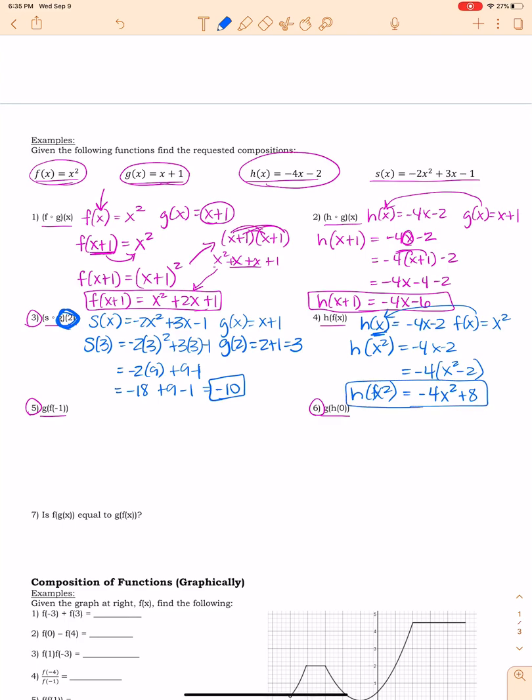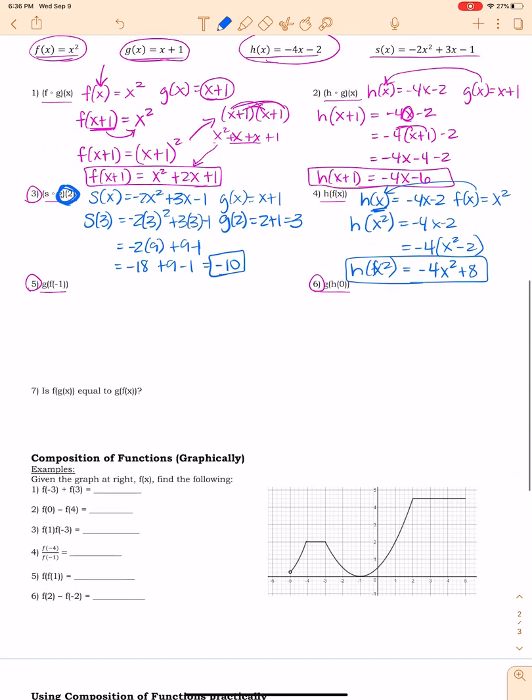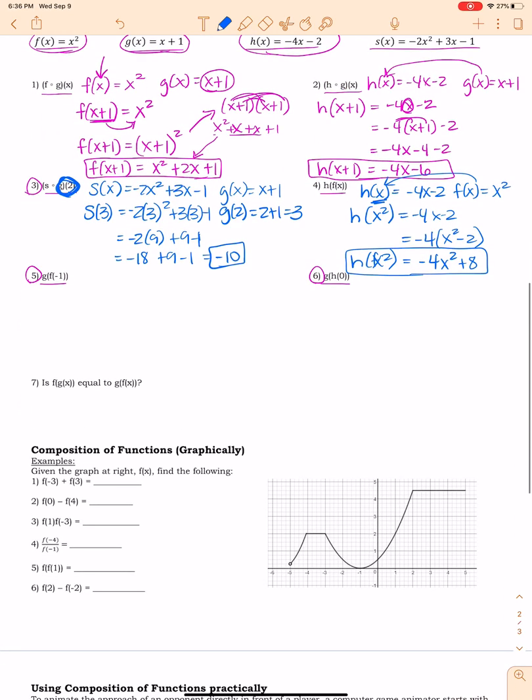Beautiful. Okay, we will go ahead and start another video to finish these just because I've got 3 more examples, and I'm going to go ahead and fit in your composition of functions graphically in your next video. So we'll do another one.